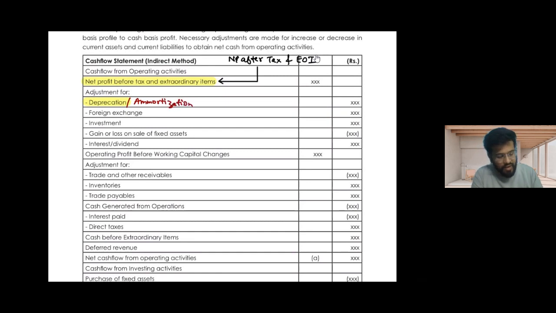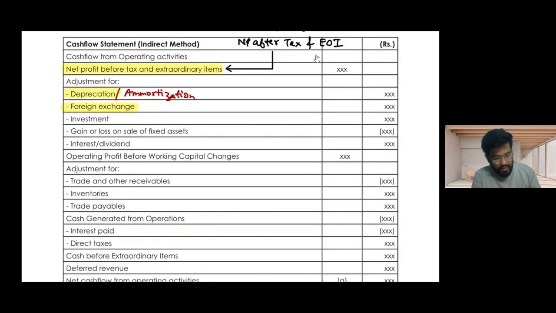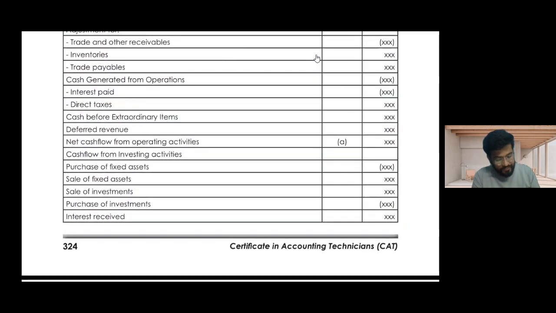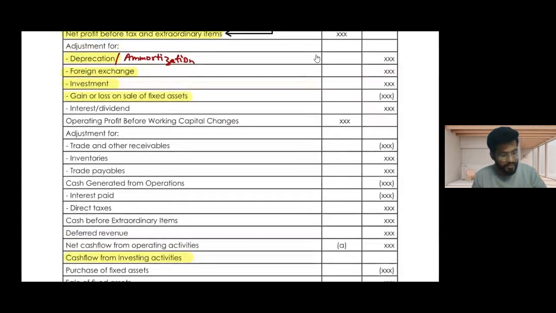In the same way, if we have foreign exchange gain or loss, that is also just an adjustment entry, not actual cash going out or coming in. That is why it will be added back. Any investment which we have made, obviously that investment is not part of my P&L, but if it is, then we have to exclude it. If there is gain or loss on sale of fixed asset, we will exclude it from the operating activities, and obviously we will include it in the investing activities. That is cash flow from investing. It is not part of operating because fixed assets are in my investing activity, not in my operating activities. Then we have interest or dividend. Interest or dividend is again a part of your financing activities or your investing activities. So that is why it will be adjusted over here.